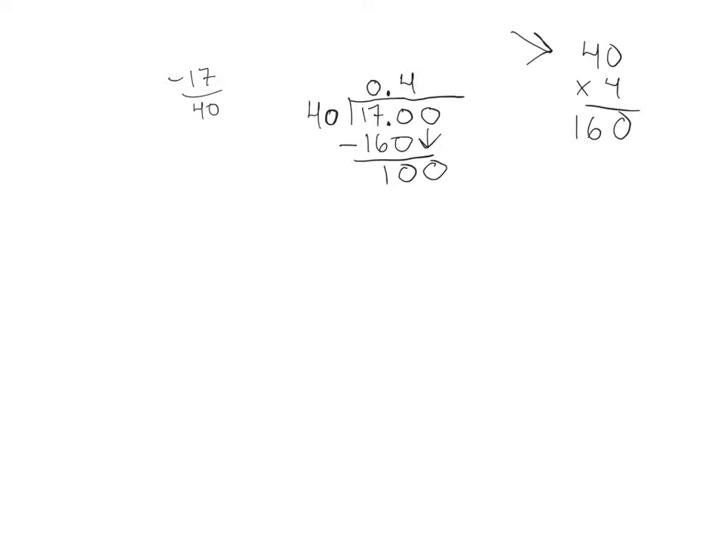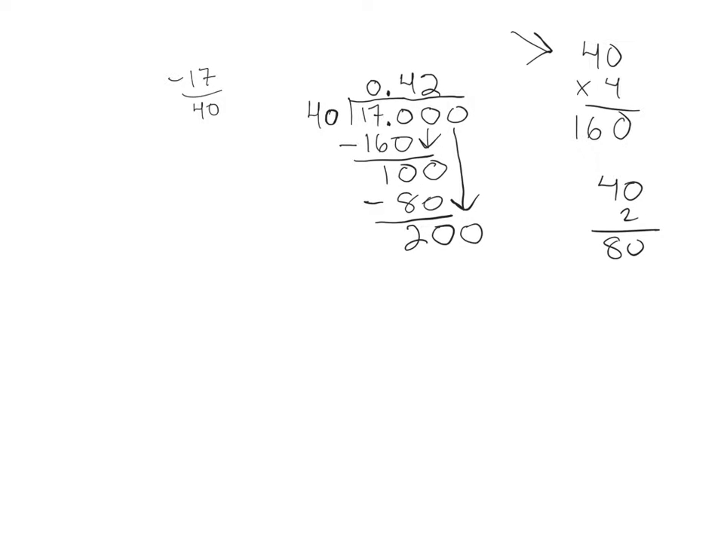New question. How many times does 40 fit into 100? Let's multiply it twice. 2 times 40 we know is 80, so it fits into it 2 times. So we get 80. And again, we subtract. 100 minus 80 is going to leave us with 20. And we add a 0, bring down that next digit.